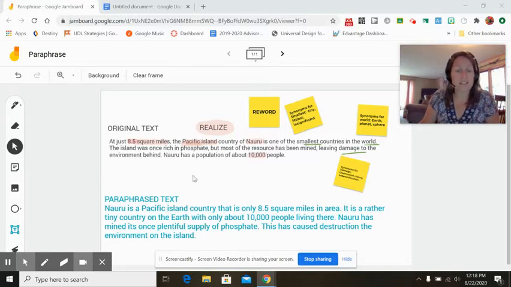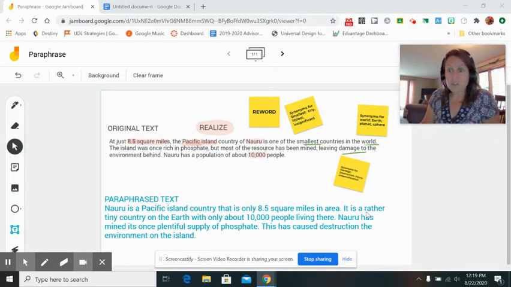Next up is the hard work where I have to rearrange some of the sentences. I noticed right off the bat that the author had started with saying the square mileage and then naming the island. So I thought right away, I can just switch those around. So when I rewrote it, I started with Nauru is a Pacific island country that is only 8.5 square miles in area. So I just did a switch around there.